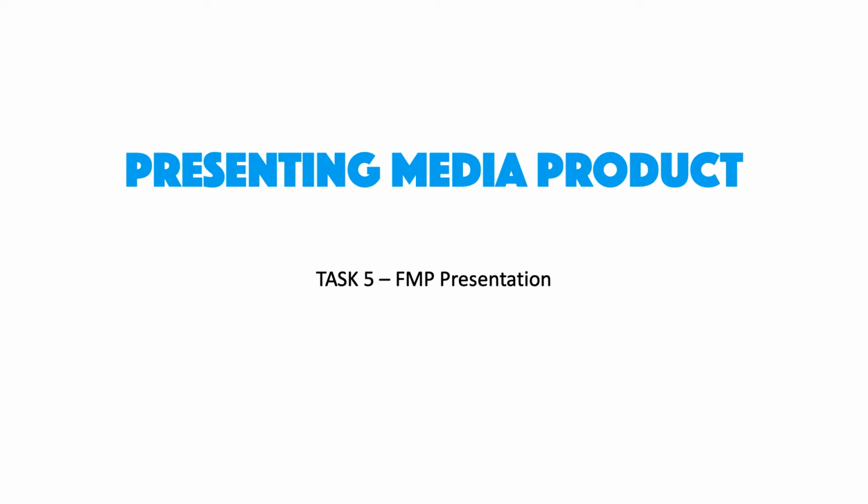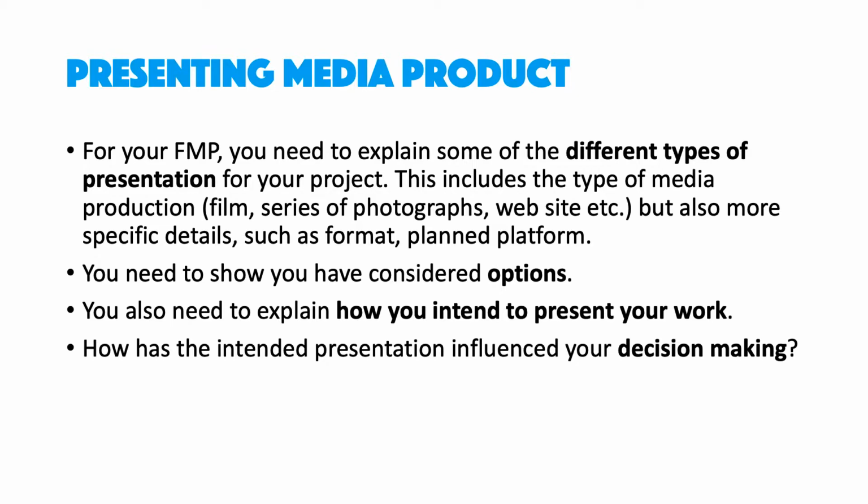This is to do with task 5 in your FMP. So for your FMP, you need to explain some of the different types of presentation for your project. This includes the type of media production, whether it's going to be a film, a video, which most of you are, or it could be a series of photographs, it could be a website, it could be a game, but you need to actually explain what your output is going to be.